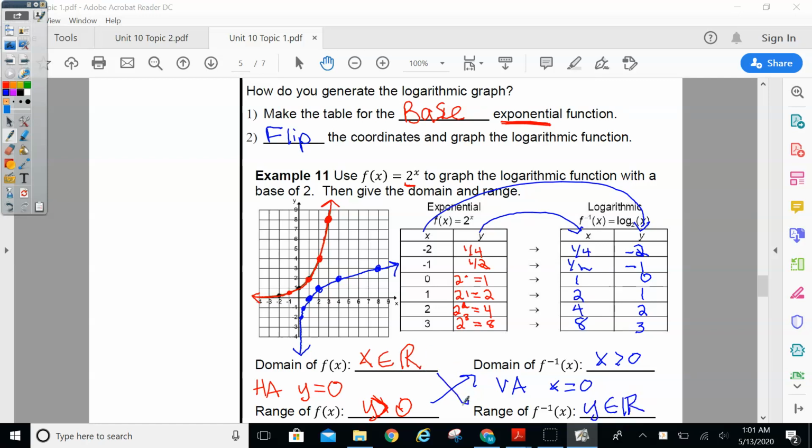Let me switch here. I don't need to see the red graph. The graph of the logarithm here is just the blue one. So that's the one we're graphing, but we need the red one in order to get this graph, because we flip those points. We don't have to graph those points, but we need those points to flip around. Okay, so on example 12 down here, I'm not going to graph the exponential, but I'm going to use the table and switch the points around.